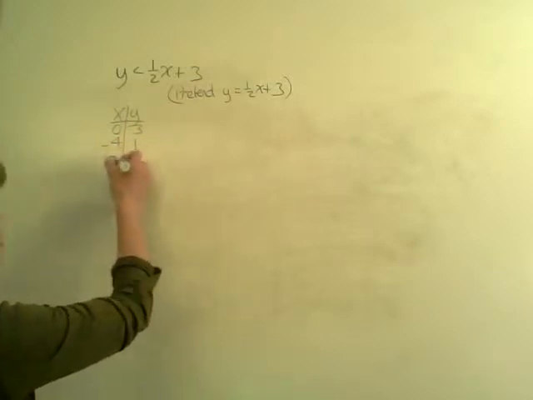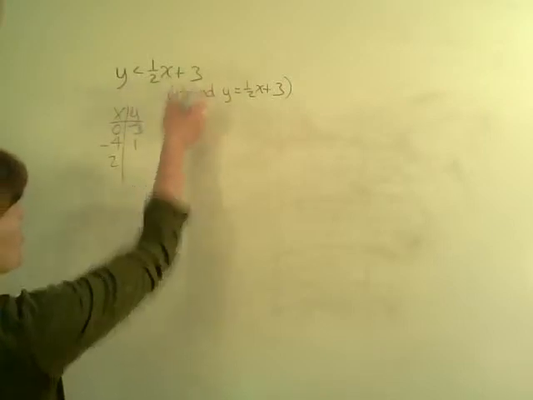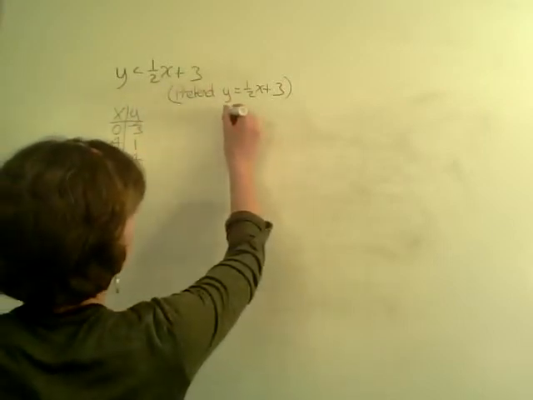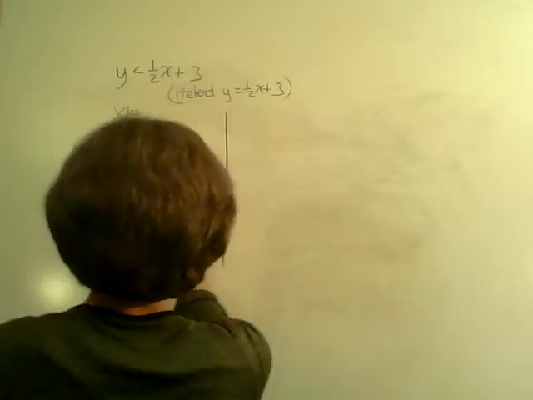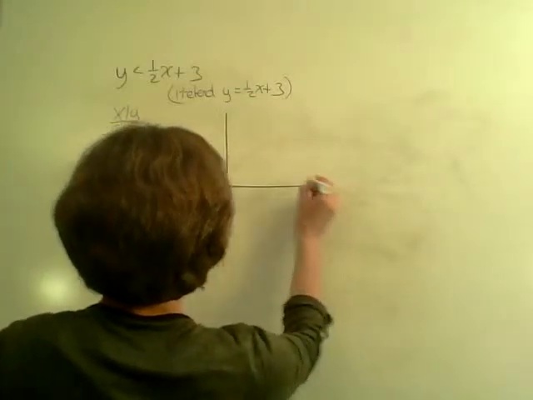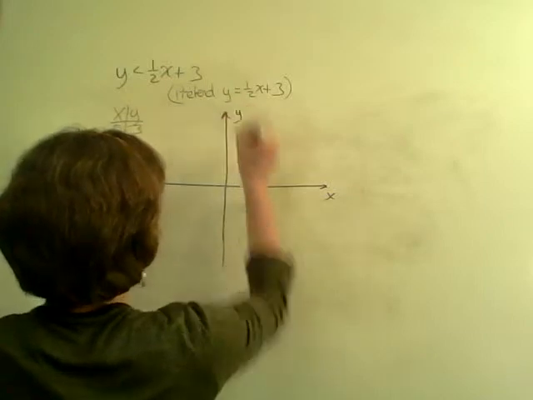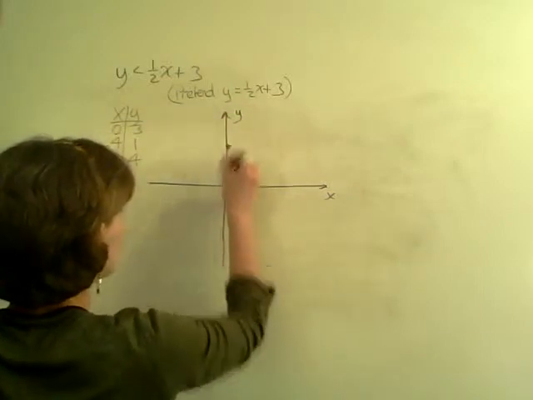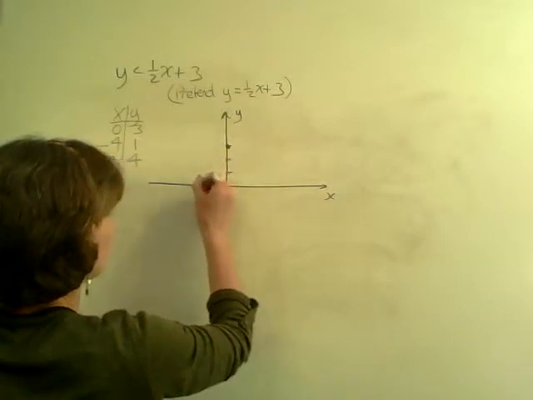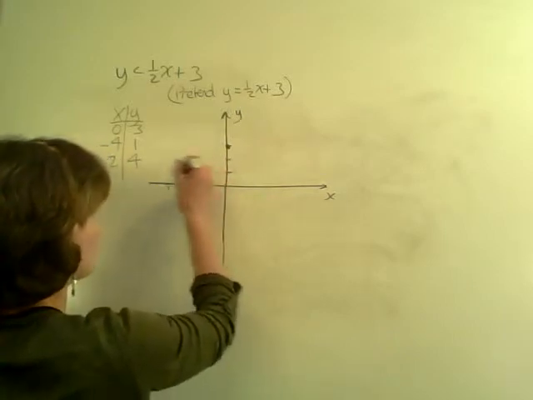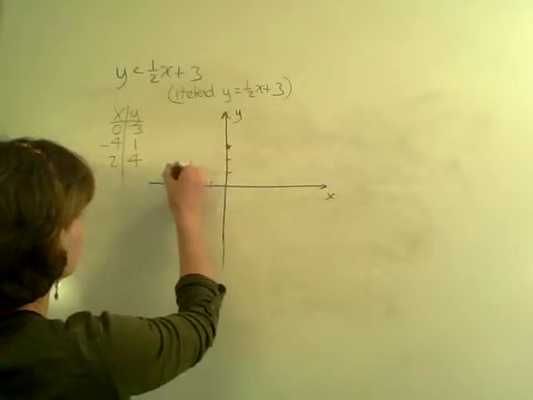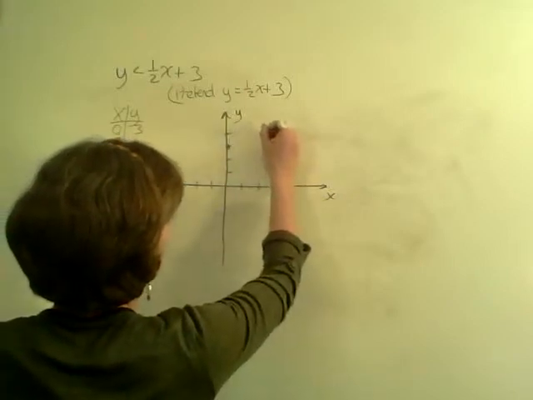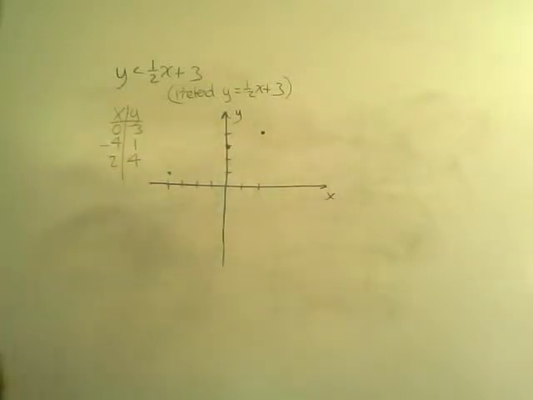When x is 2, then this becomes 1. 1 plus 3 is 4. So I'm going to plot these 3 points. They make my line. 0, 3. Now you, of course, will use graph paper. It's easier to use graph paper. -4, 1, 2, 4. All right, so here's my line.